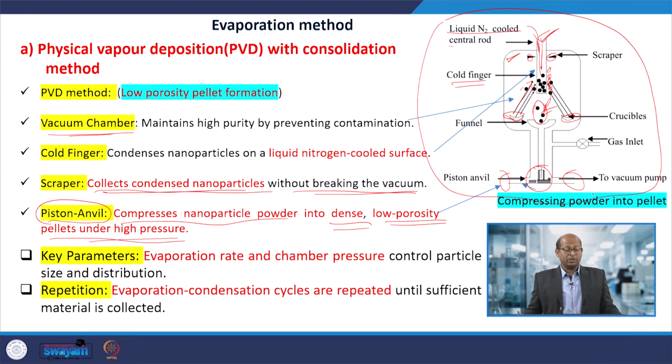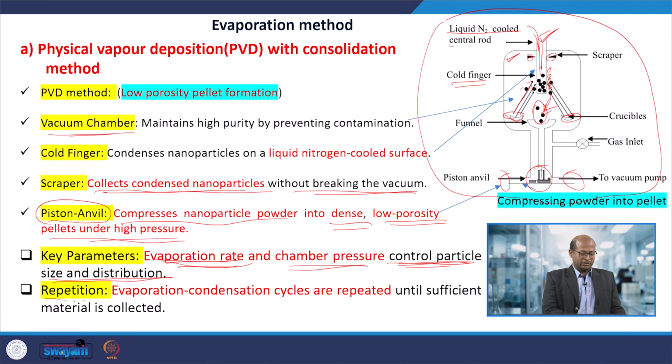So in this physical vapor deposition, the key parameters are the evaporation rate and the chamber pressure, which control the particle size and distribution. There is a vacuum chamber, and the vacuum pressure we can change as per our desired values. The evaporation rate depends on how fast we are heating, and that also controls the particle size and its distribution, meaning nanoparticles in ranges from smaller to higher sizes may form.